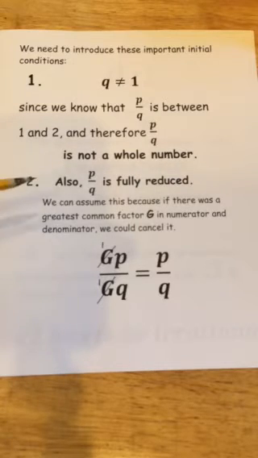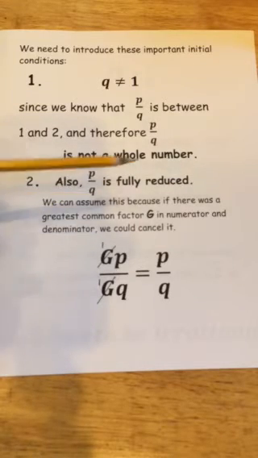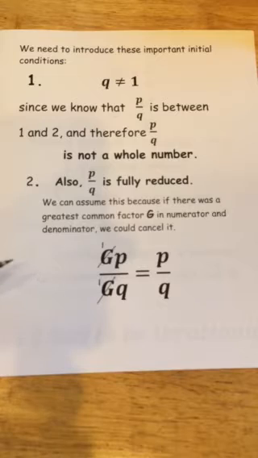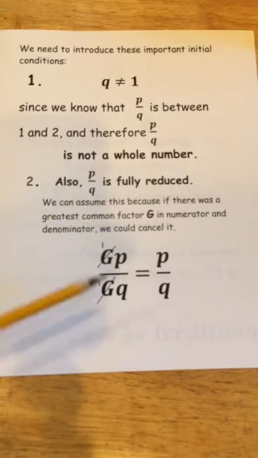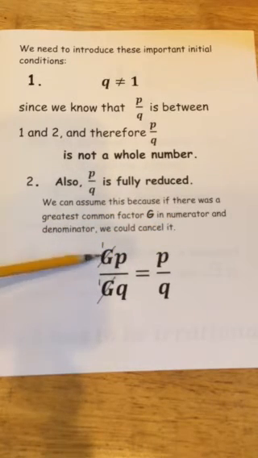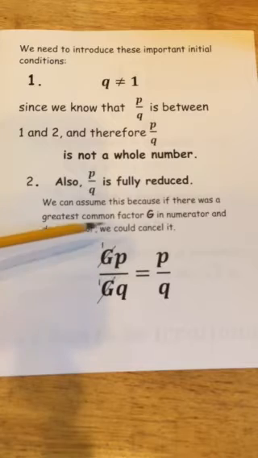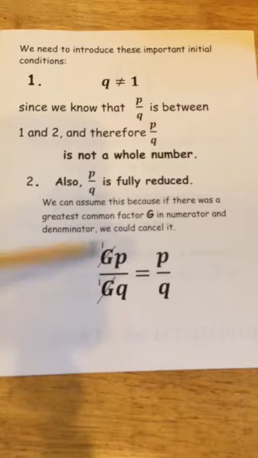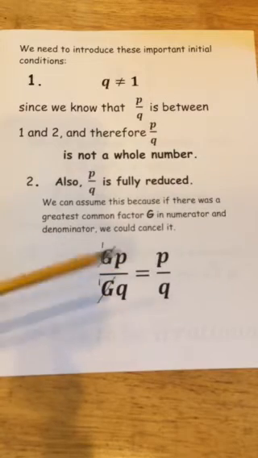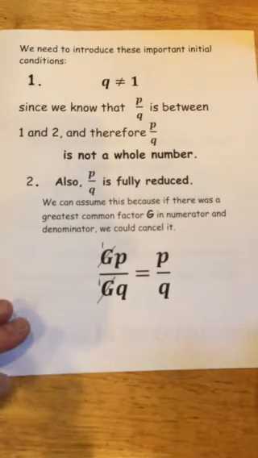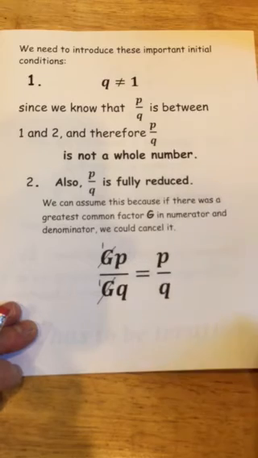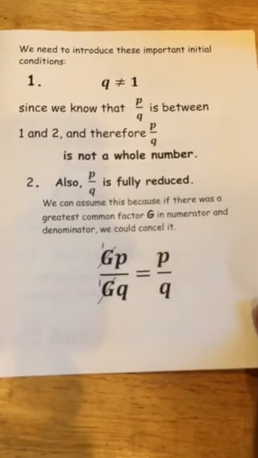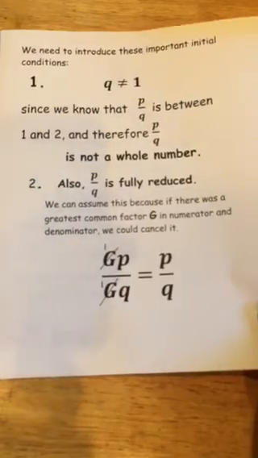Also, we're going to assume that p over q is fully reduced. We can assume this because, well, if there was a greatest common factor, we could call it g, in the numerator and denominator, here's the two g's, but we could cancel that and just get 1. So we're going to assume we've done that, so p over q can be safely assumed to be in lowest terms, p and q have no common factors except for the number 1.